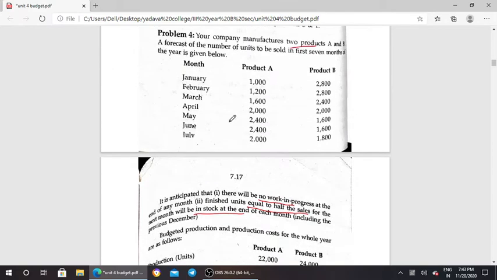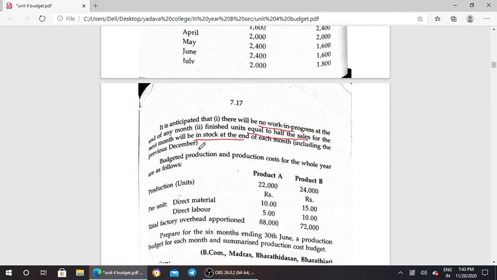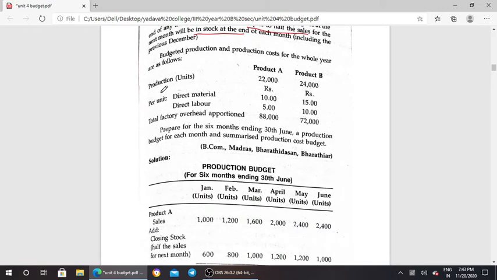Here they have given January, February, March, April, May, June, July, so we take the first 6 months. Additional information they have given: production units, direct material and direct labor per unit, and total factory overheads. So prepare for 6 months ending 30th June. That means we have to start from January, February, March, April, May and June.